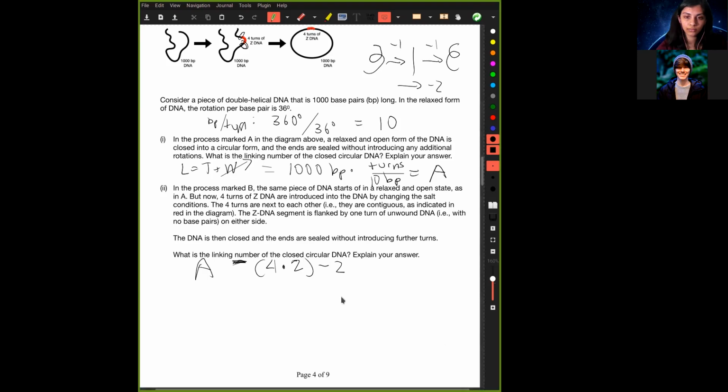Yeah, I guess in this case, we're not taking into account the different number of base pairs per turn because we're given that 4 turns of ZDNA are introduced. So we're given the amount of turns directly. We don't have to contend with base pair number.